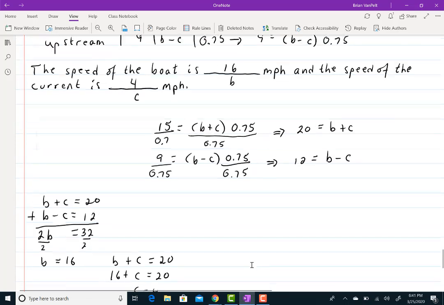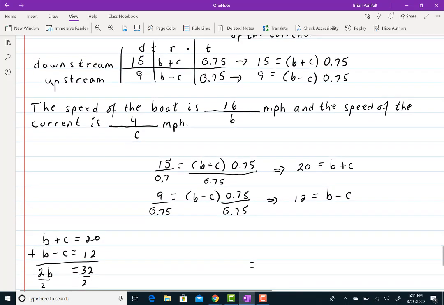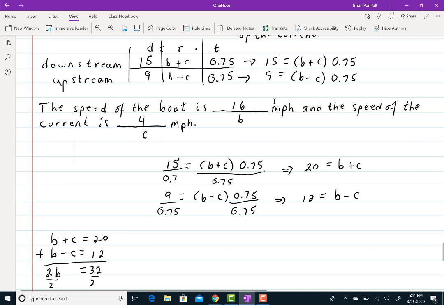And I always like to make sure that it does work out that way. If I add them together, that's 20 miles per hour. 20 times 0.75 is indeed 15. If I subtract them, 16 minus 4 is 12. 12 times 0.75 is in fact 9. So they check out.